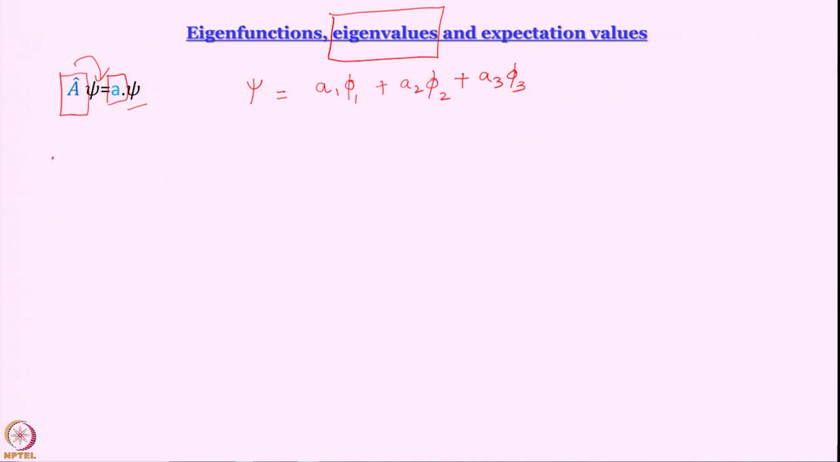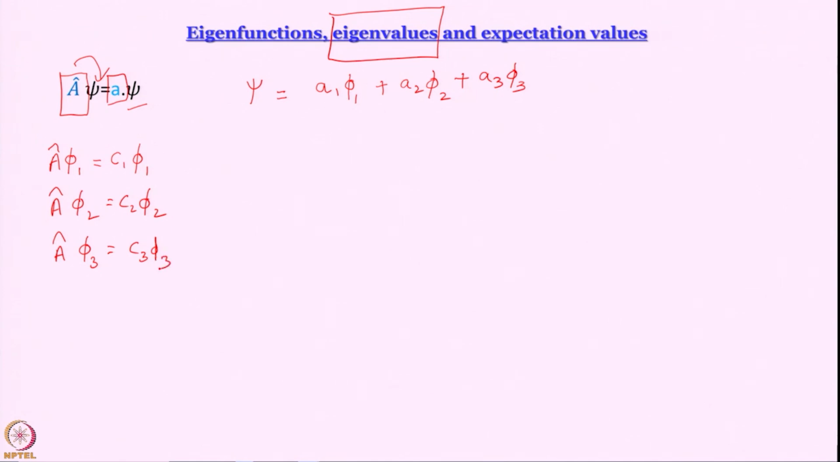So, let us say A hat operates on the wave function phi 1 to give us C1 phi 1, let us say A hat operates on phi 2 to give us C2 phi 2, and A hat operates on phi 3 to give us C3 phi 3.